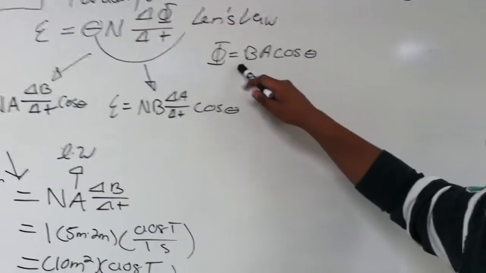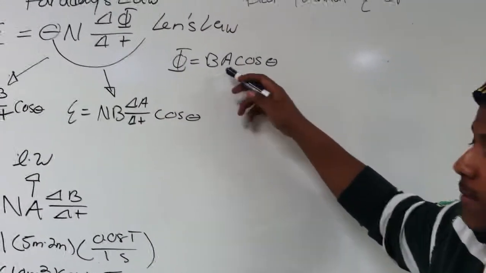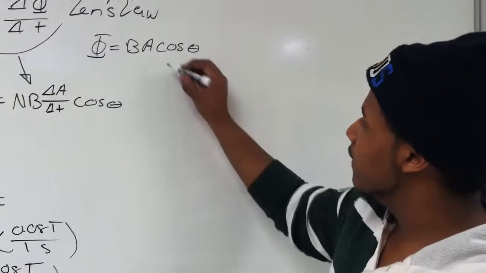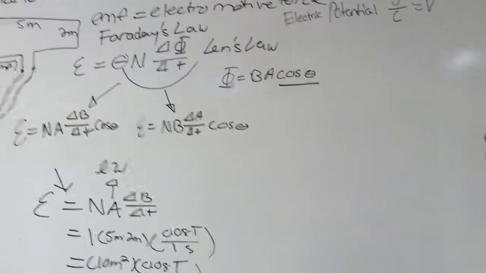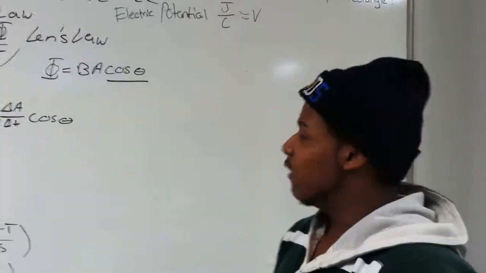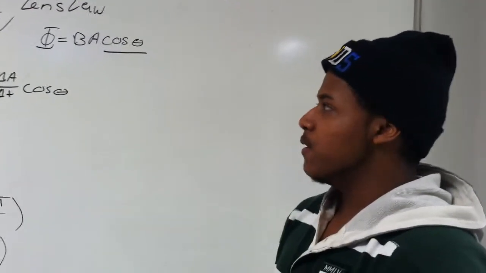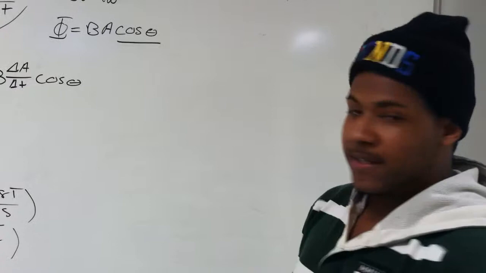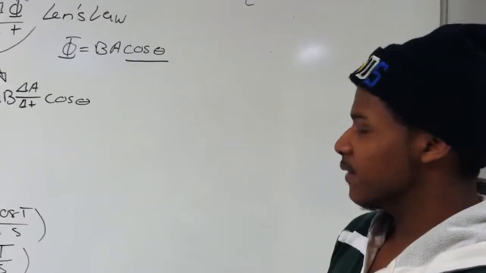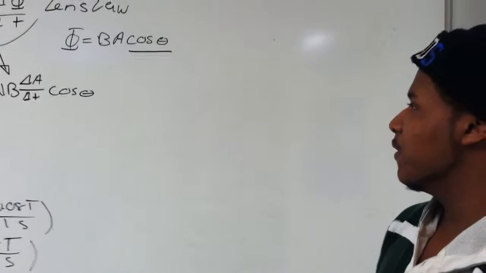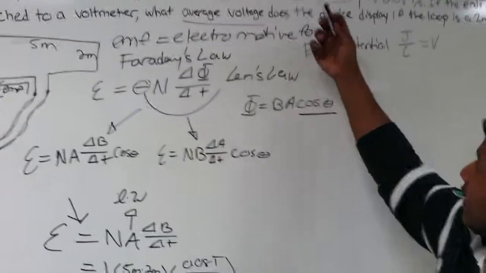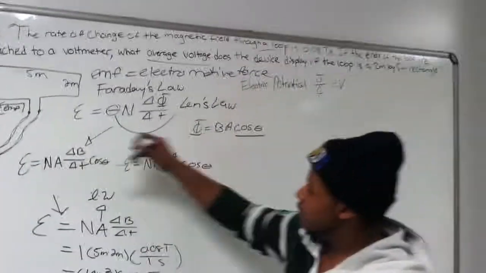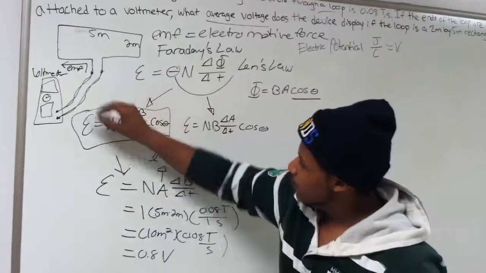Looking at the equation, back to Faraday's law, magnetic flux is defined as the magnetic field times the area times the cosine theta. Our cosine theta is due to the relative angle between the B field and the normal of the surface. So, what we have here is a change in magnetic field, so we're going to go with equation number 1.